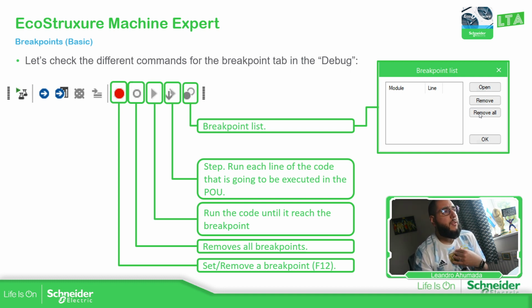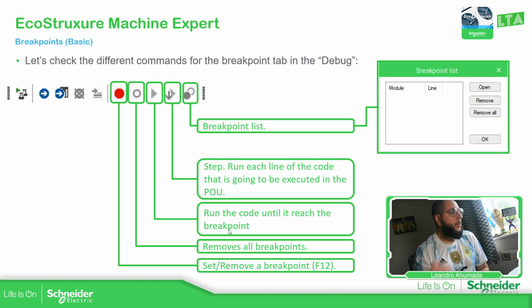Usually I don't use the remove all, this one. I use this over here. I just have a much better behavior with this. And then this one is to set or remove an existing breakpoint where we are in the code, and we can use F12 to toggle this.